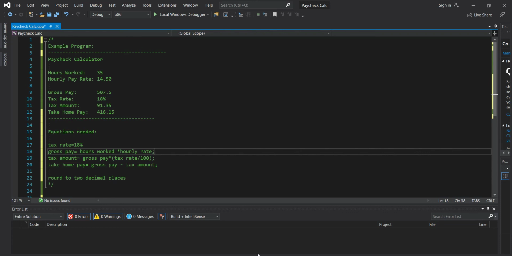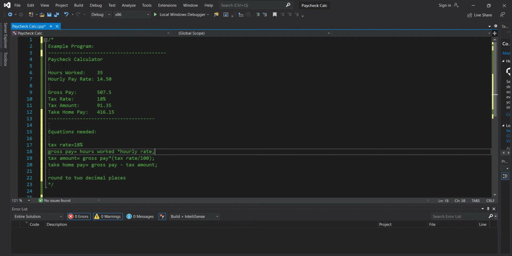So today what we're going to be focusing on is the Paycheck Calculator program. This program pretty much checks how many hours you worked and what your hourly pay is. It finds the gross pay, then it finds the tax rate, and it subtracts the tax amount to find your take home pay. So it's pretty much saying this is how much you made minus the taxes, and this is what you have left. All right, so here's an example program right after this line.